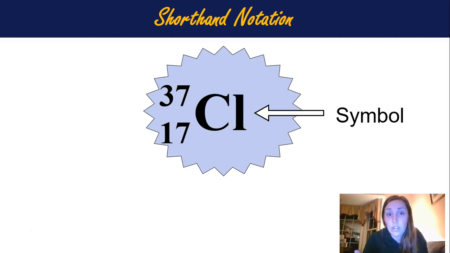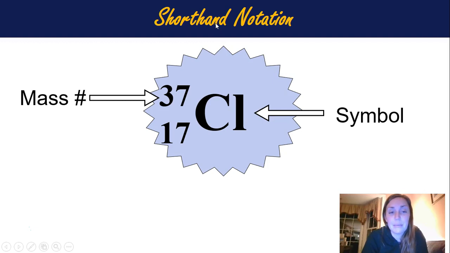This is chlorine, which has 2 letters. If there are 2 letters, the first letter is always uppercase and the second is lowercase. And that's key so that you know, is that second letter its own element or is it part of the first one? Since this L is lowercase, that's how you know it's linked with the C, and this is chlorine.